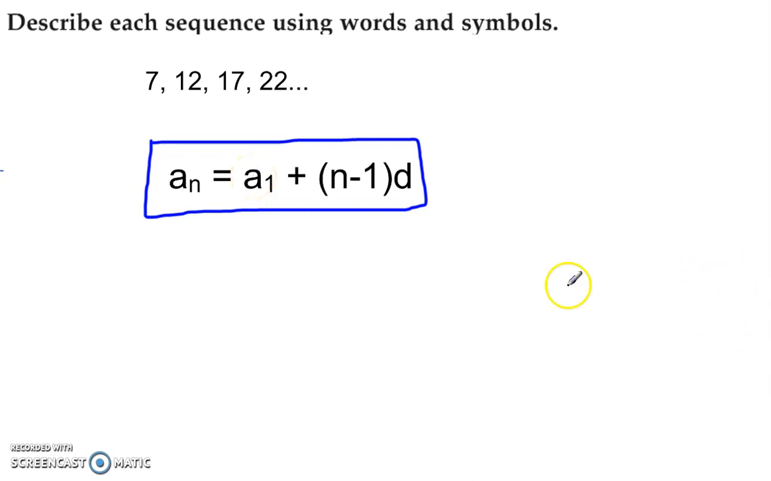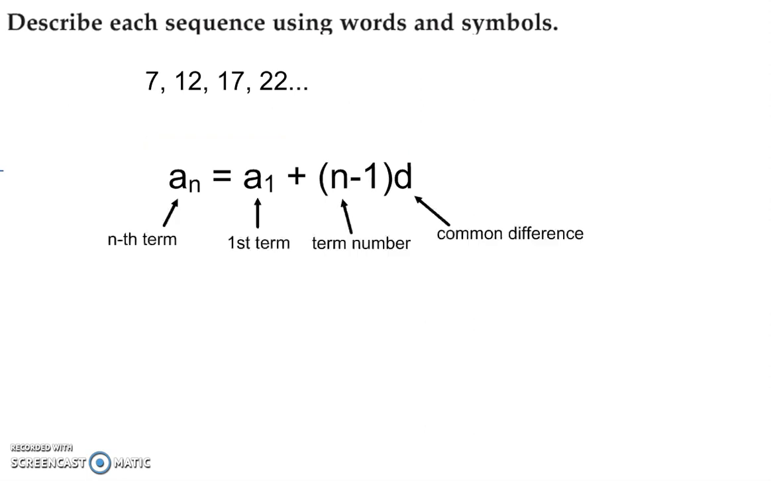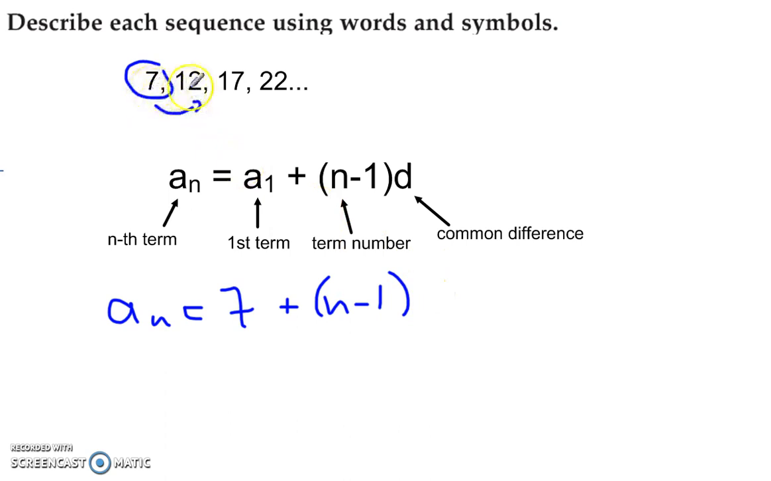Now, what you'll see in your book is this formula right here. A of n equals a1, that's the first term, plus n minus 1 times d. This works. If we want to use this here, we can say a of n is equal to 7, that's the first term, plus n minus 1 times the common difference. The common difference here from 7 to 12 is 5, so times 5.